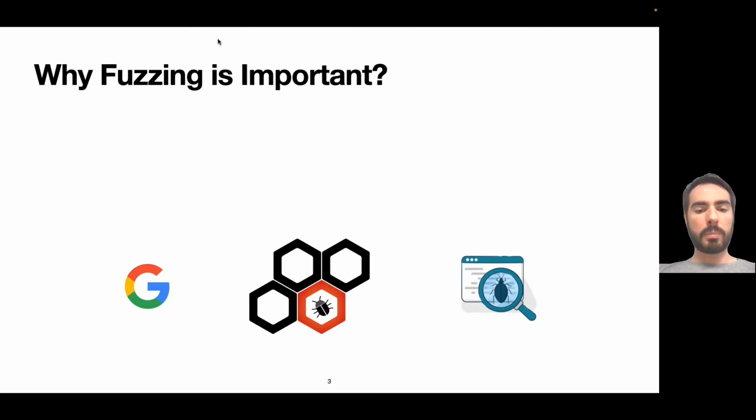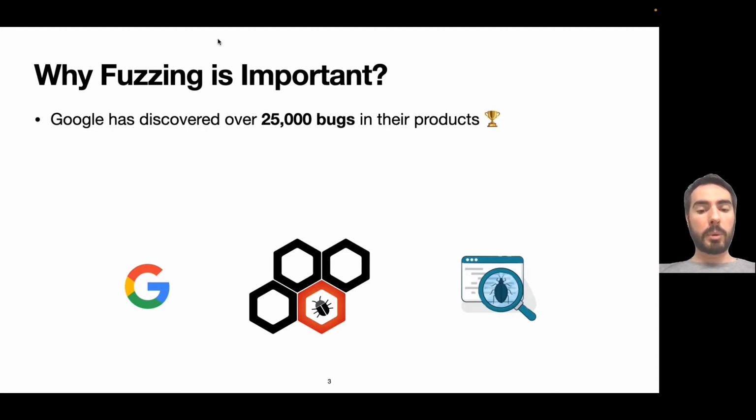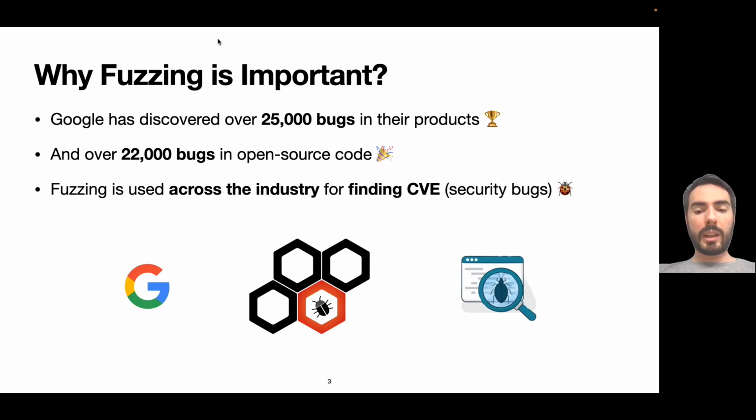So why is fuzzing so important, and why would someone spend weeks of CPU time on fuzzing? With fuzzing, Google has discovered more than 25,000 bugs in their products and over 22,000 in open source projects. Fuzzing is also the golden standard across the industry for finding security vulnerabilities, also known as CVEs.